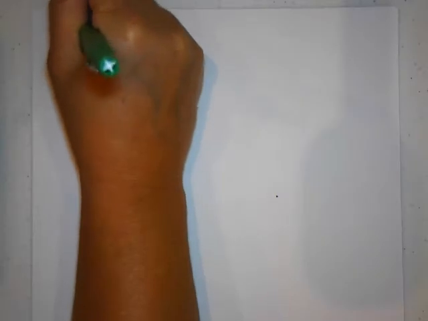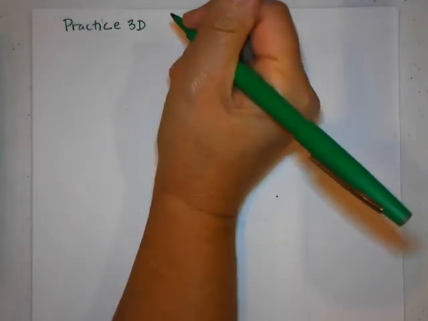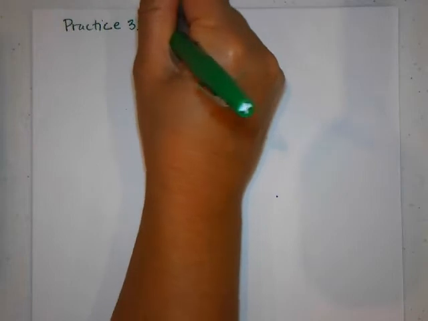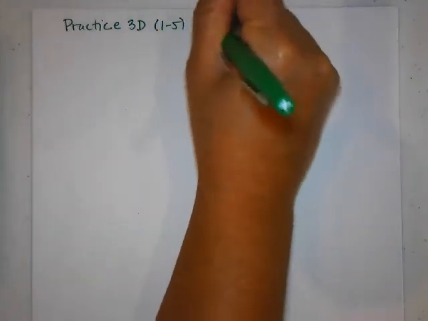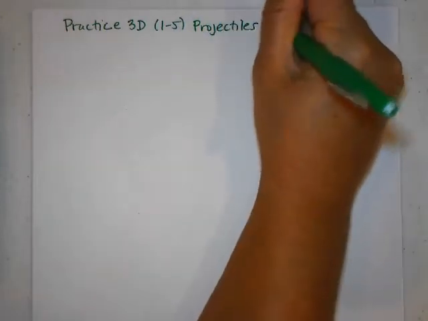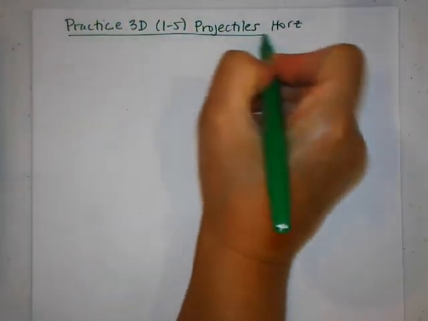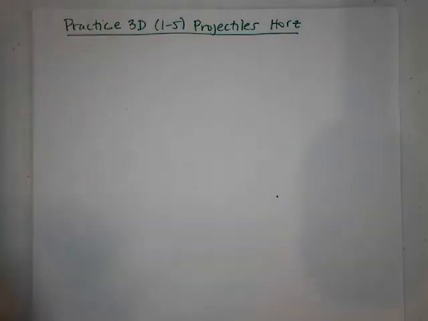Okay, we're going to do practice D, (3D), and there are 5 problems. And these are projectiles launched horizontally. Okay, so let's just start with number 1.